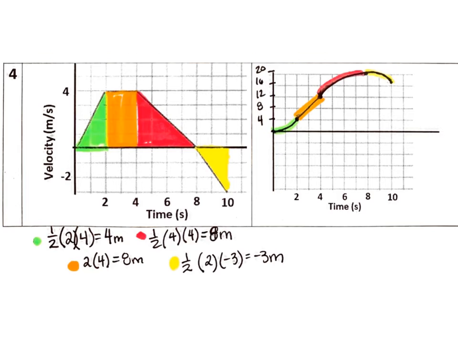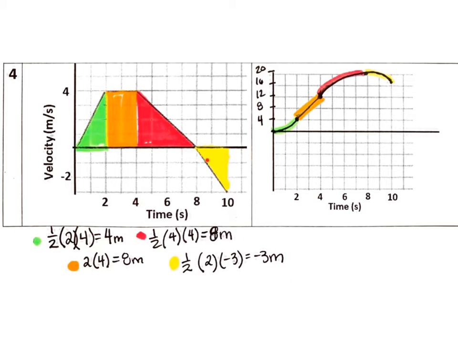All right, last velocity graph. We have a 4-section graph now. We're getting more complex. So we have a triangle, box, and then 2 more triangles. So for the first one, your area is going to be 4, 1/2 times 2 times 4. The orange box is just 2 times 4. The red triangle is 1/2 for a height of 4 and a width of 4 equals 8. And then the yellow triangle is 1/2 times 2 times a height of -3, and that's going to equal -3.